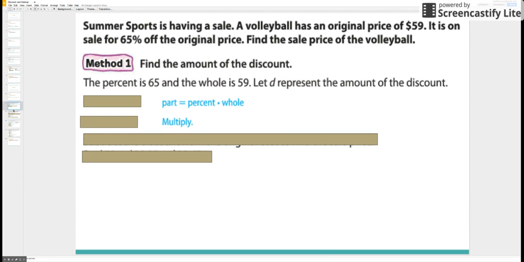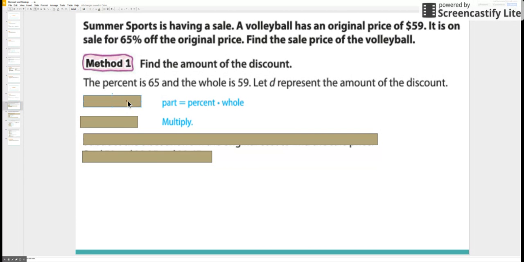All right, here's our first example. Summer Sports is having a sale. Volleyball has an original price of $59. It is on sale for 65% off the original price. Find the sale price of the volleyball. Okay, so the original price is $59. That's your whole. It is on sale for 65% off. So you are figuring out what number is 65% of $59, right? That represents your discount. And then you are going to figure out what the price is afterwards.